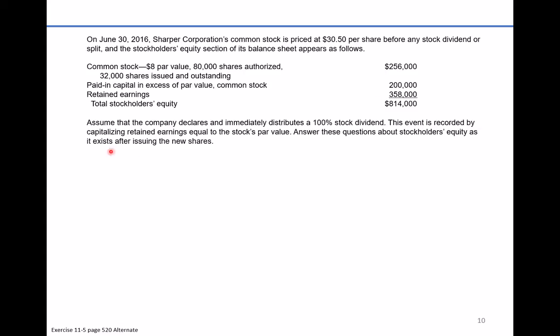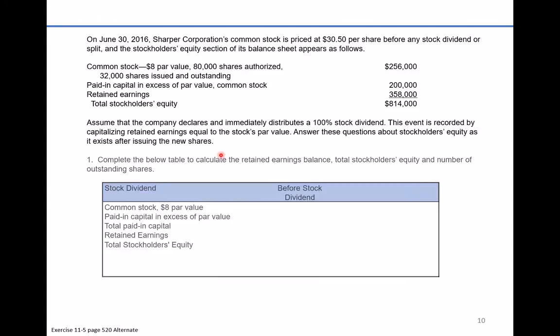This event is recorded by capitalizing retained earnings to equal the stock's par value. Answer these questions about stockholders' equity as it exists after issuing the new shares. So first we're asked to complete the below table to calculate the retained earnings balance, stockholders' equity, and number of outstanding shares. So we have information related to the stock. We have the common stock at $8 per share par value, the paid-in capital in excess, the total paid-in capital, which is the total amount contributed for the common stock plus the excess, that equals the total paid-in capital, retained earnings, and then the stockholders' equity.